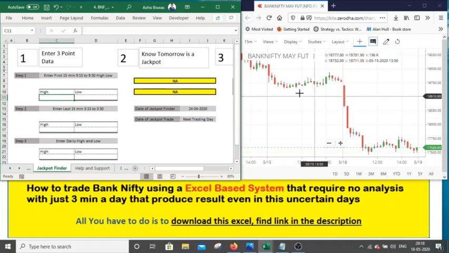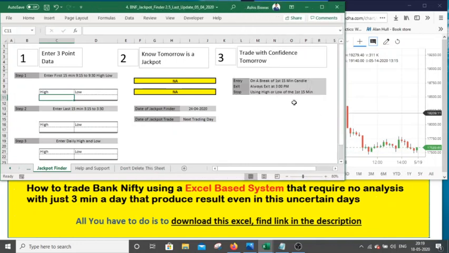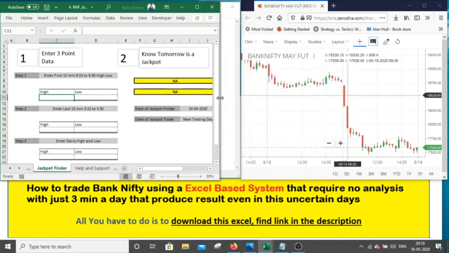So, according to this rule, now we will enter the data of yesterday, last Friday. If I enter the data and find a yes over here, it is now showing NA, not applicable. But if I find a yes here, then what to do? Then we have to enter on a break of the first 15-minute candle, and we have to exit at 3. That's it. Very simple strategy.